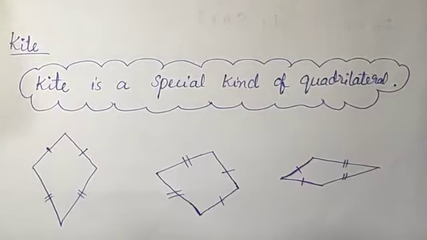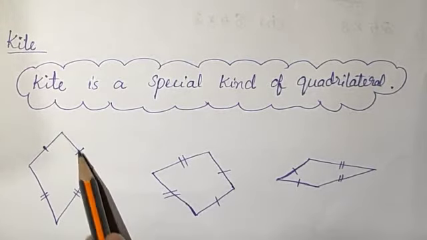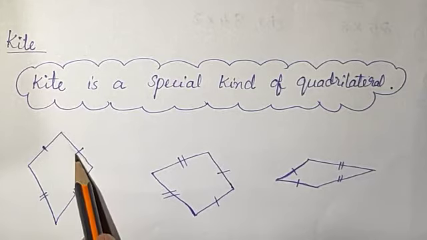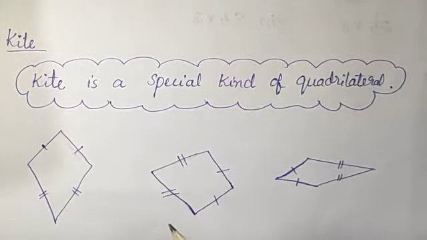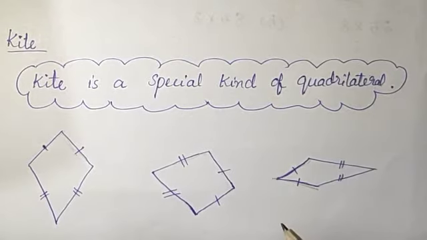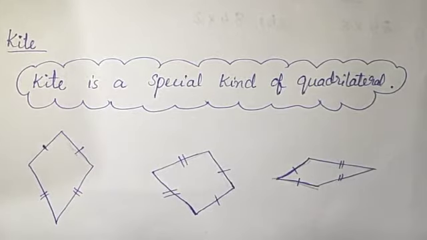Next is kite. Kite is a special kind of quadrilateral. In this, the two consecutive sides are equal. See here, this is a kite. These are two consecutive sides. These two consecutive sides are equal. Here also, these two consecutive sides are equal. Here, these two consecutive sides are equal, and these two consecutive sides are equal. Here also, these two consecutive sides are equal, and these two consecutive sides are equal. These are kites.